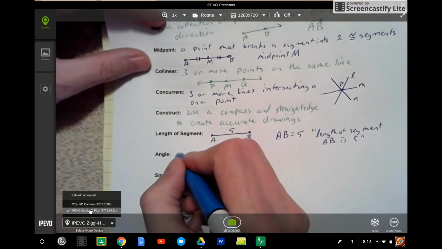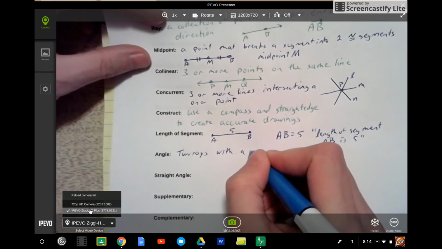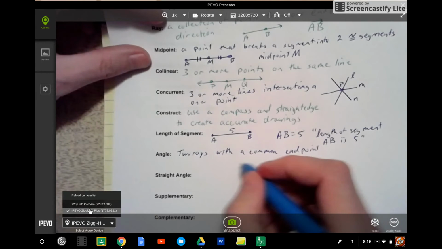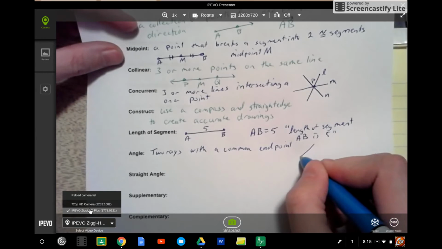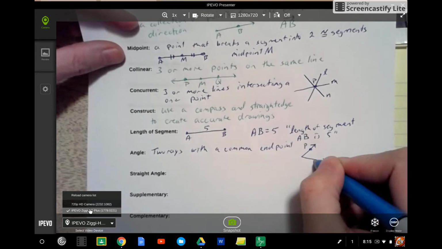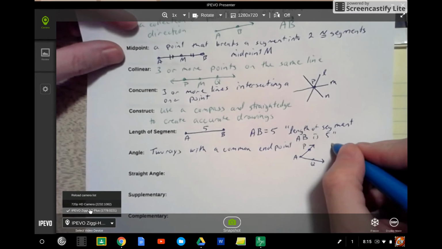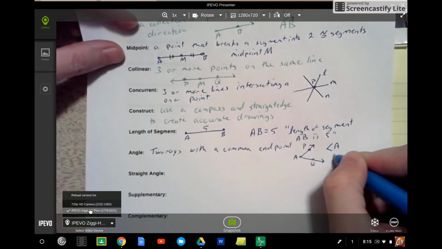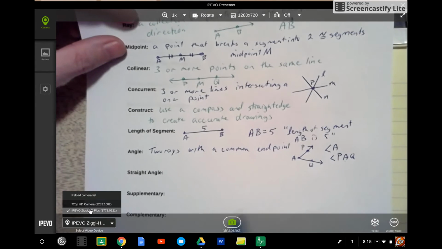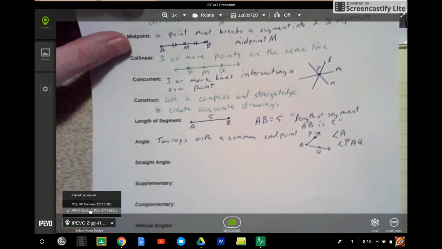An angle, two rays with a common endpoint. Okay, so drawing ourselves an angle here. Remember, the angle is really what's in between. And I'll call this P, that one Q. I'll call our vertex A. And remember, naming an angle, we can name it by just the vertex, or we can name it using three points where the vertex is the middle of those points. Okay. You can only name it with a single vertex if it's the only angle that has that vertex. Okay. There's no other angle with that vertex.